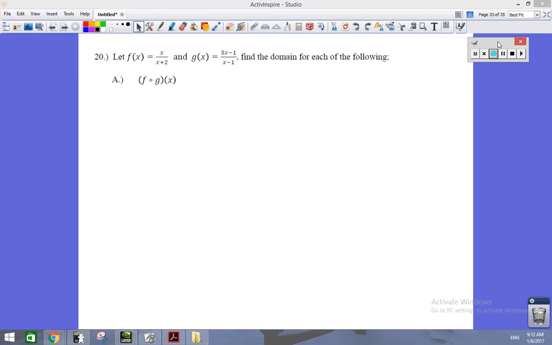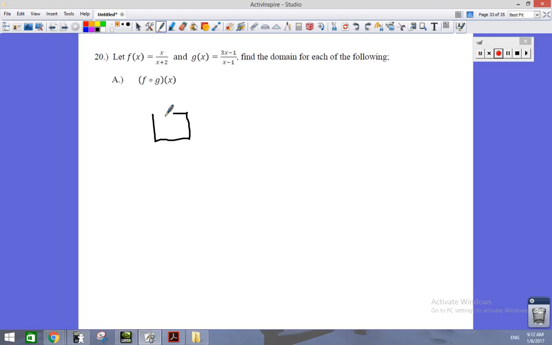All right, so let's take a look at this last problem. Again, we're working with function composition like we did in the previous problem. And again, I like to think of this function composition like an assembly line. The first thing to remember is that you start with the second function. You actually read this from right to left rather than left to right.